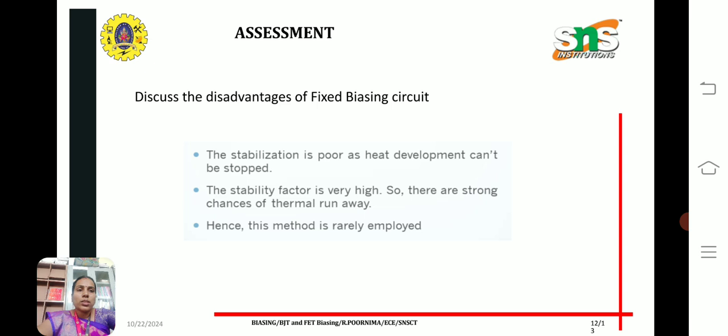So let's take the assessment. Discuss the disadvantages of the fixed bias circuit. What we discussed is that the fixed bias circuit is simple, but it has the limitation of an unstable condition. Stabilization is poor as heat development cannot be stopped. The stability factor is very high, so there is a chance of thermal runaway.